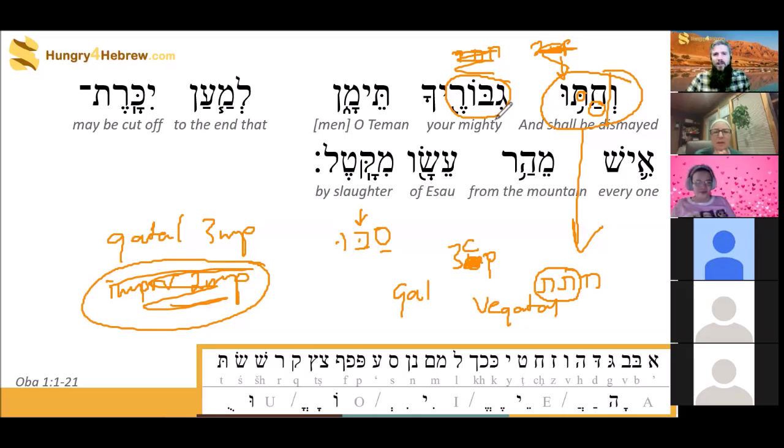Something like that. Yeah. So the Giborim are the victorious mighty men who are hatat. They're just crumbling in fear and dismayed.